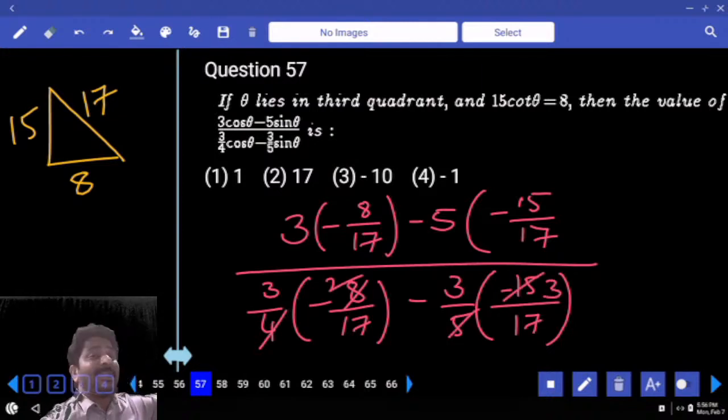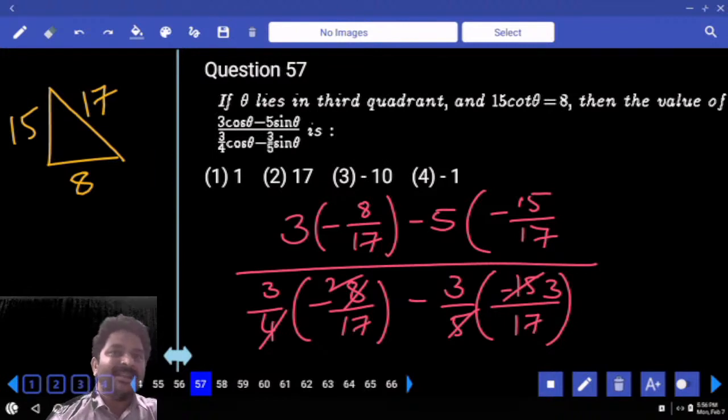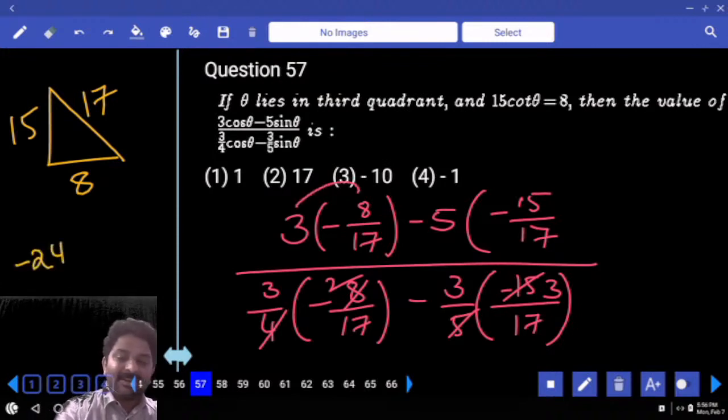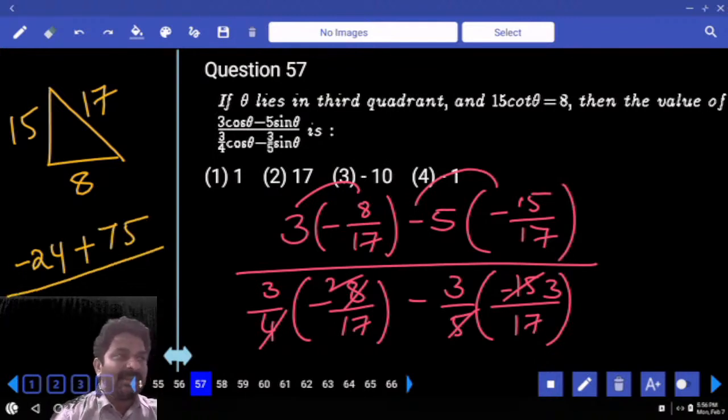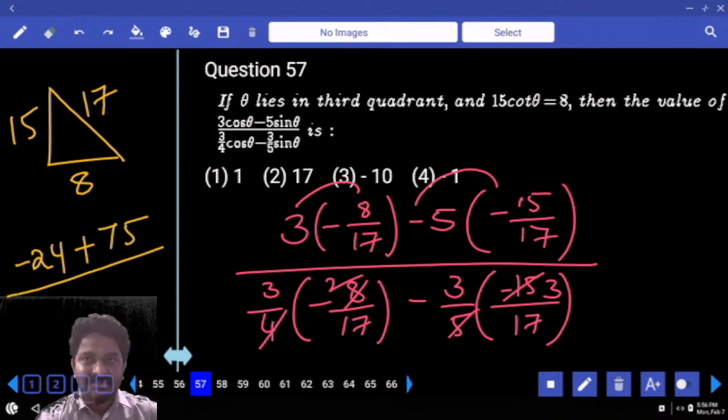So in the numerator there are 2 terms. 3 into minus 8 by 17. The second term is minus 5 into minus 15 by 17. Denominators are 17, right? Even in the denominator fractions, we have 17. You can take that common and go for cancellation. Right, let's avoid that. Now 3 into minus 8, minus 24. Minus into minus, plus 5 into 15, 75. I am not considering 17.